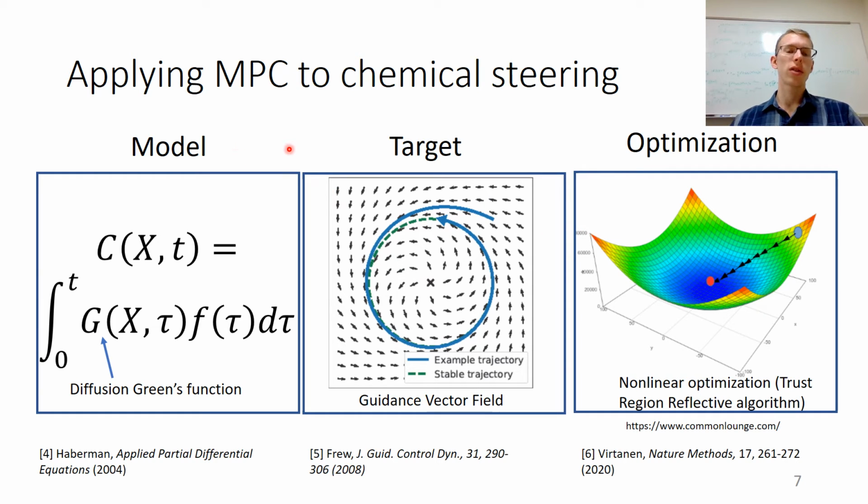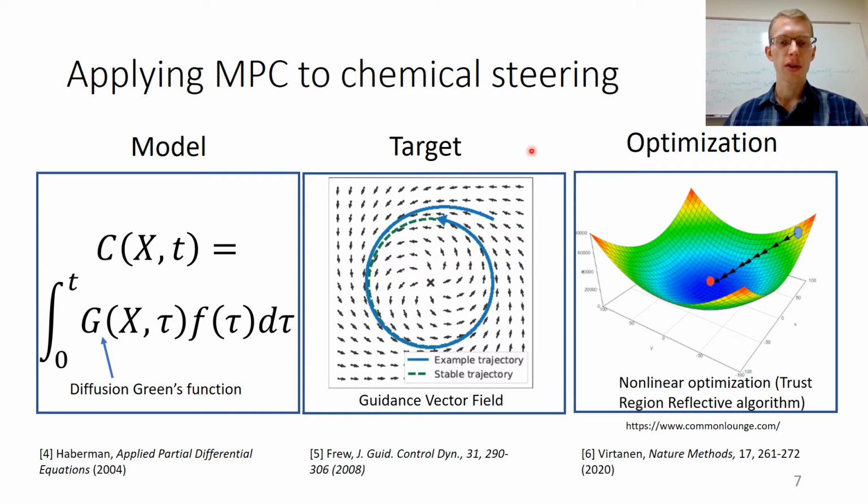Model predictive control requires three things: a model, a target, and an optimization algorithm. Our model was derived using the method of Green's functions. I won't go into the full derivation here, but I'd love to talk about it later. Briefly, the concentration at the location of the particle is found using a convolution of the diffusion Green's function and the function of the inputs to derive a sort of time series model.